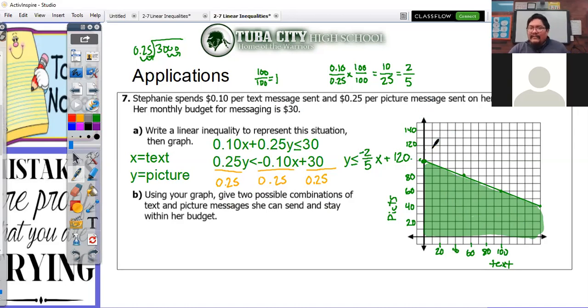You can't send a negative number of text messages, so it wouldn't go over here anyway, but it would still be away from the Y. It would still be the bottom side of the Y. Anyway, so there we go.